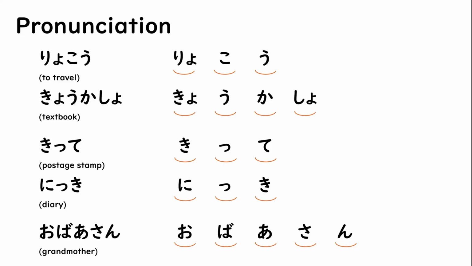Let's look at pronunciation and timing again. Contracted sounds count as one beat, not ryokou, kyouka-shio. It will be ryokou, kyouka-sho. The small tsu also counts as one beat, so please make a short pause. Kitte, nikki. Long vowels also count as one beat. Obaasan.